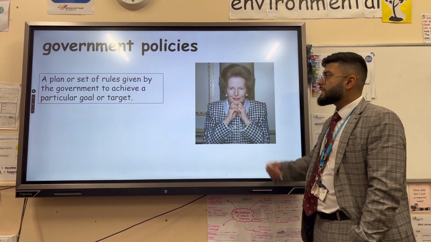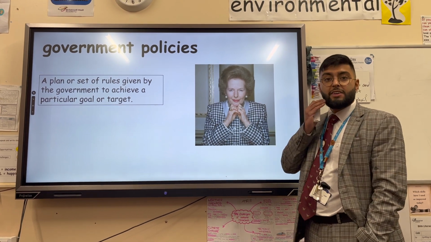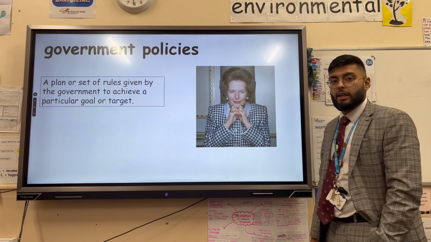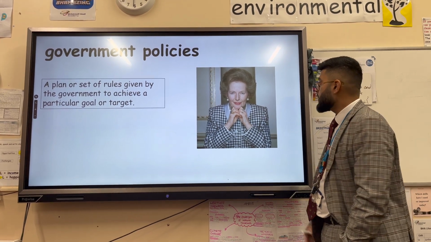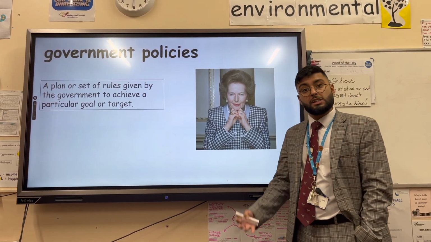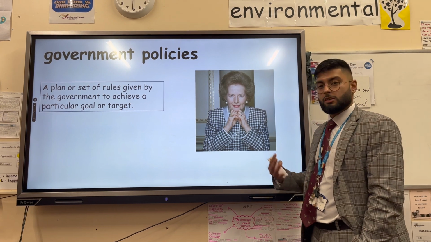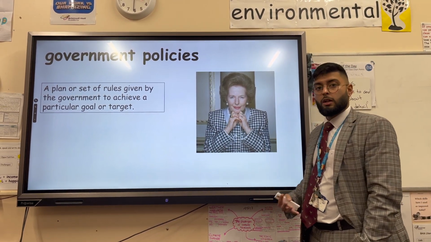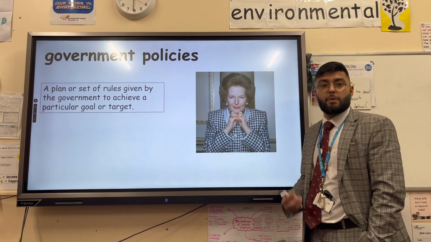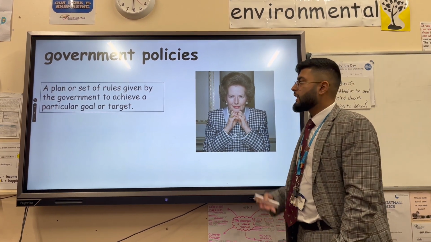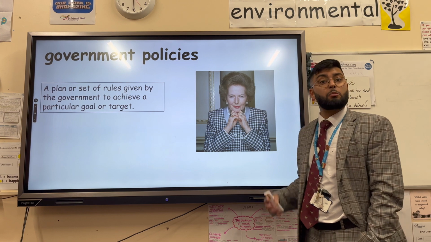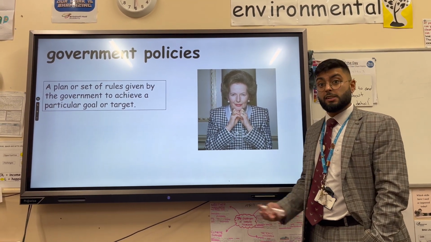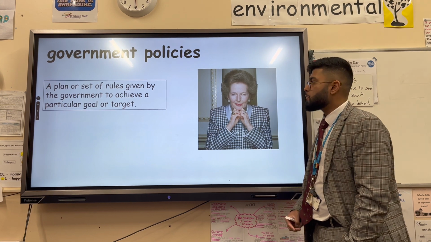Government policy. So these are a plan or set of rules given by a government to achieve an aim. Famously in relation to the change in UK economy, Margaret Thatcher in the 1970s and 1980s made lots of government policies. Some of the biggest ones in terms of the economy was that she reduced incentives for manufacturing and producing goods in the UK, which made it cheaper and more attractive to import those products from NEEs like China, where they can be cheaply made.